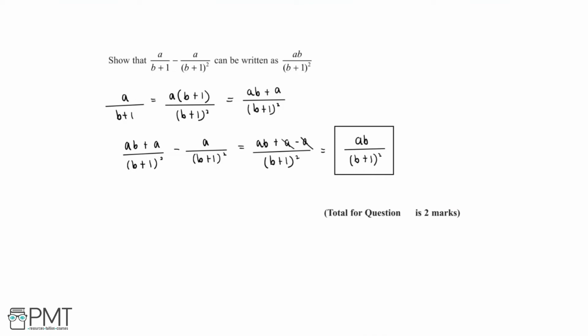Now this question is worth 2 marks, so let's take a look at where these marks are allocated. We get the first mark for converting the first fraction, a over b plus 1, and making it have a denominator of b plus 1 all squared. And we get the second mark for then subtracting these two fractions in order to get a final answer of ab over b plus 1 all squared, allowing us to get the full 2 marks needed in this question.